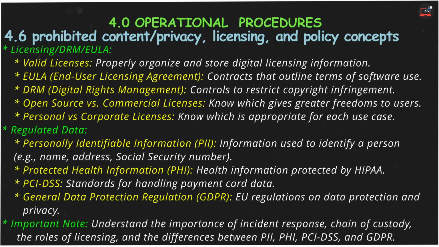Regulated data. Personally identifiable information, PII: information used to identify a person, for example, name, address, social security number. Protected health information, PHI: health information protected by HIPAA. PCI DSS: standards for handling payment card data. General Data Protection Regulation, GDPR: EU regulations on data protection and privacy. Important note: understand the importance of incident response, chain of custody, the roles of licensing, and the differences between PII, PHI, PCI DSS, and GDPR.